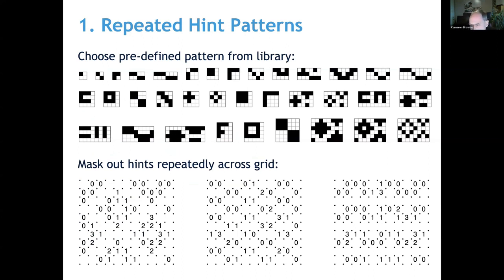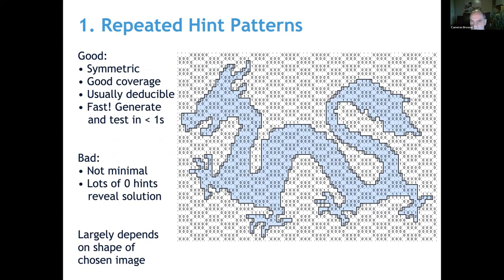So this gives nice symmetric results as shown at the bottom. So the results are symmetric, and as you can see, they give a pretty good coverage of the grid area, and they usually give deducible solutions. And this approach is very fast. This example shown is quite a large Slitherlink, but this was generated and tested in less than 1 second.